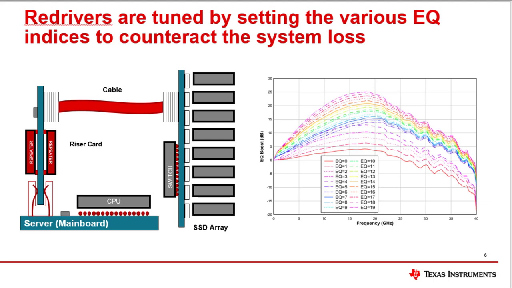But what if the loss is too large? In certain cases, a redriver's boost will not be sufficient to relay the correct information. In those cases, it makes sense to use a more complex and robust form of signal conditioning in the form of a retimer.